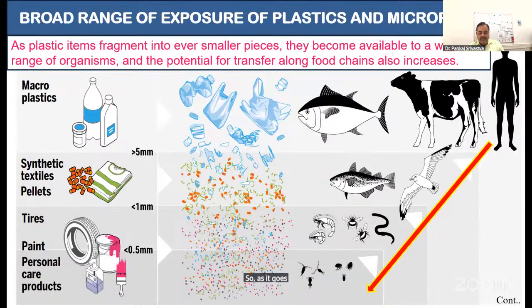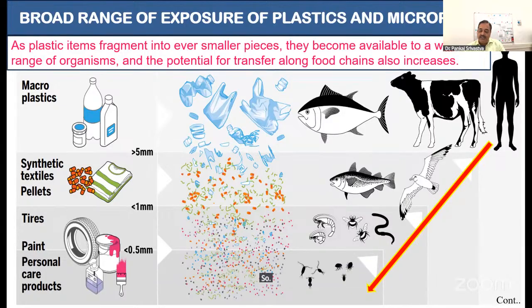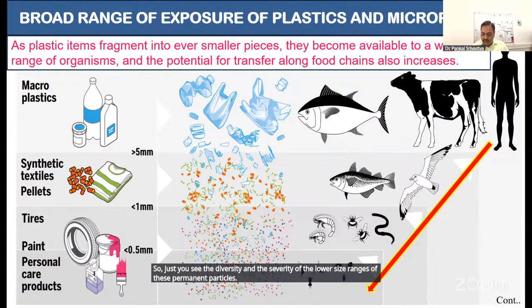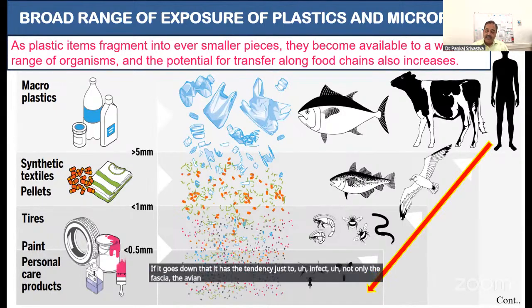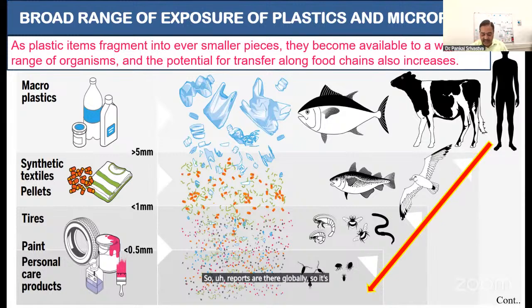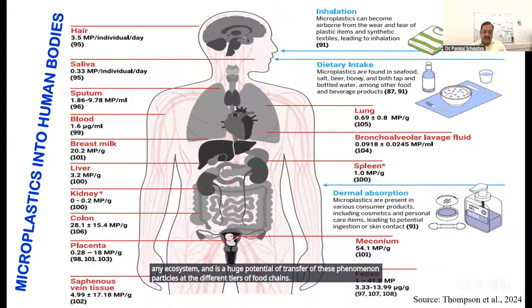As it goes down from 5 millimeter to the nano scale, the spectrum of broad range exposure of these plastics goes down to crustaceans, annelids, arthropods. So you see the diversity and the severity of the lower size ranges of these polymer particles. As it goes down, it has the tendency to infect not only fishes and avians, but crustaceans, mollusks, annelids, earthworms. Reports are there globally. So it's a very serious business because it will disturb the harmony of the environment or the natural carrying capacity of any ecosystem, and there is huge potential for transfer of these polymer particles at the different tiers of food chains. This is just to give you a glimpse.